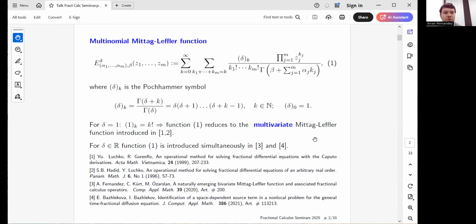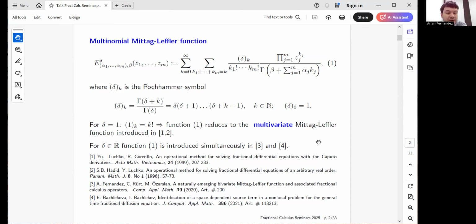With the original so-called multivariate Mittag-Leffler function with delta equals 1, the two papers that you have mentioned on this slide, Luchko, Gorenflo, and Luchko, are perhaps the most cited papers about this. But the first place where this function was defined was actually in a paper of Gorenflo and Luchko that first appeared in 1995, before these two papers, as a preprint, although I think it was published in a journal only in 97. That was about the Abel integral equation with this operational calculus method. So that was the very first time this was defined.